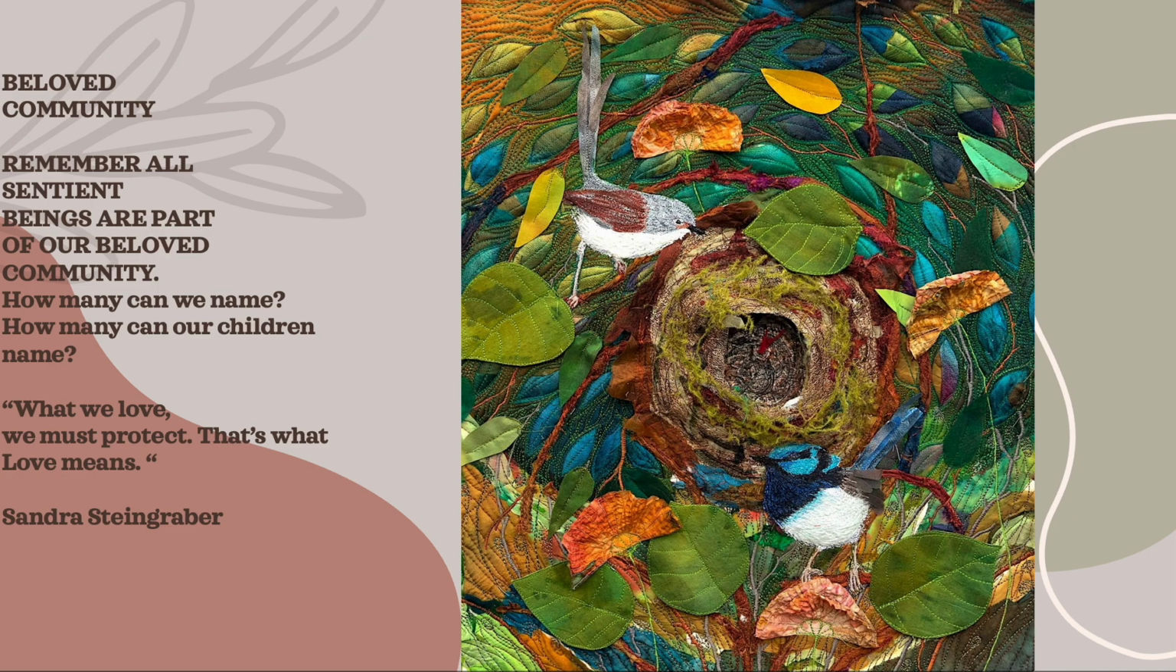And also remember that community members are not always humans. Our beloved community includes the natural world. And we can go back to Sandra Steingraber and think: what we love, we must protect. That's what love means. And how many of these sentient beings that are part of our community, the plants, the animals, the clouds, the sky, how many of them can children name? So this can be a wonderful way to teach community and ecosystems.